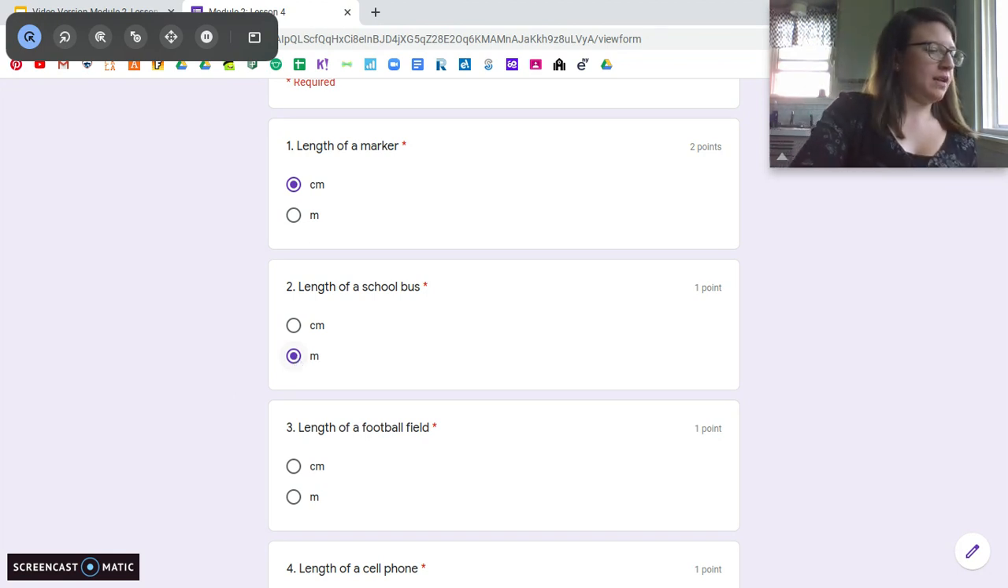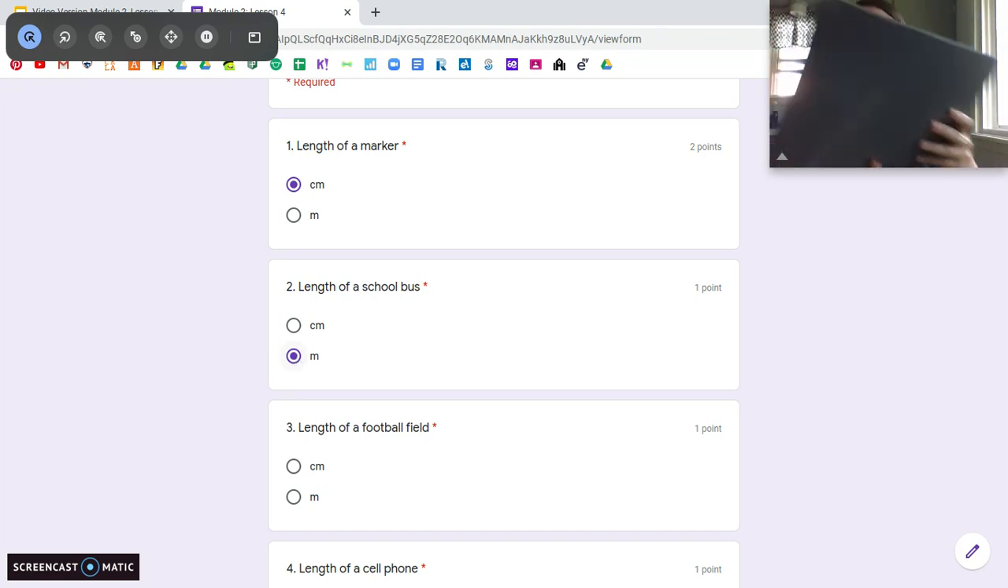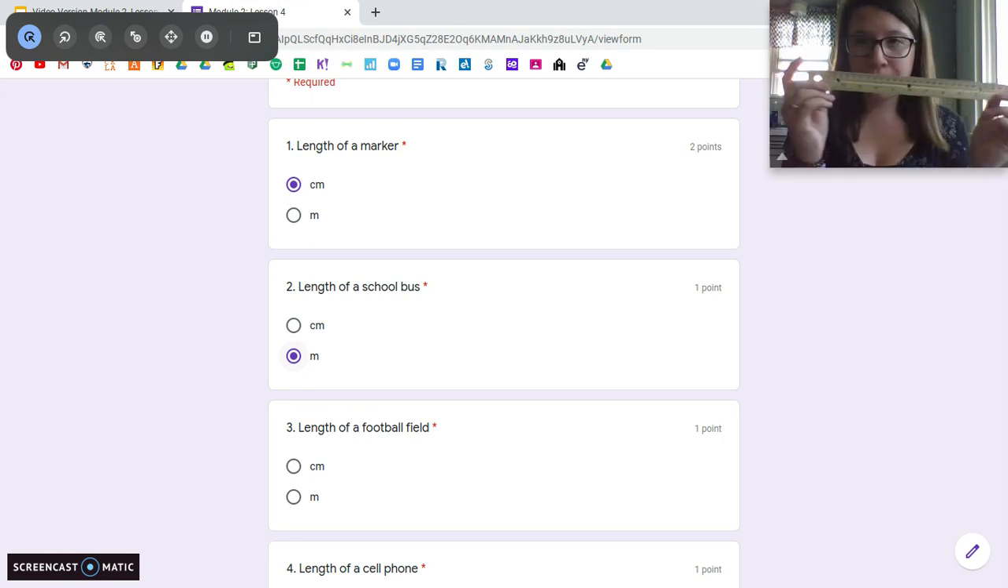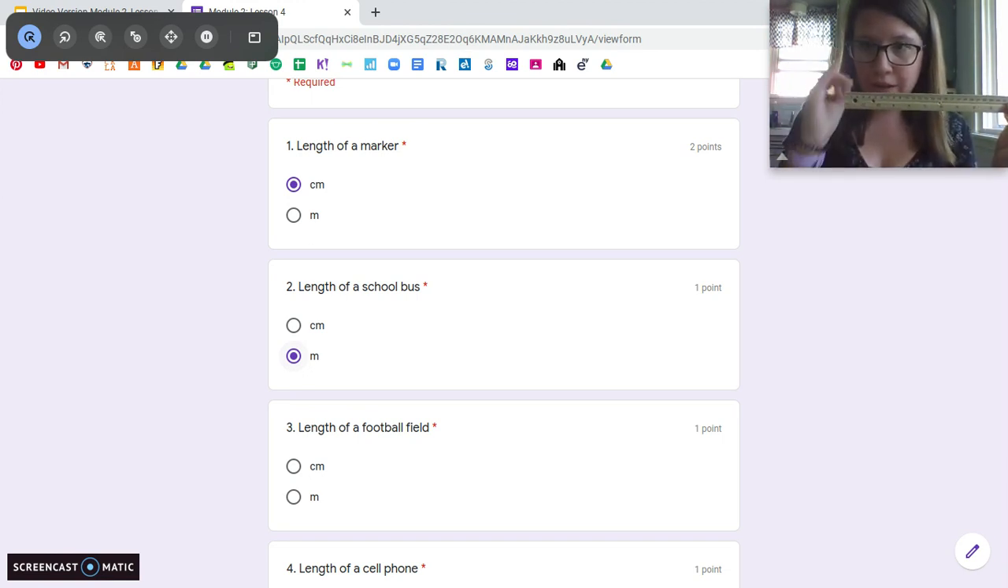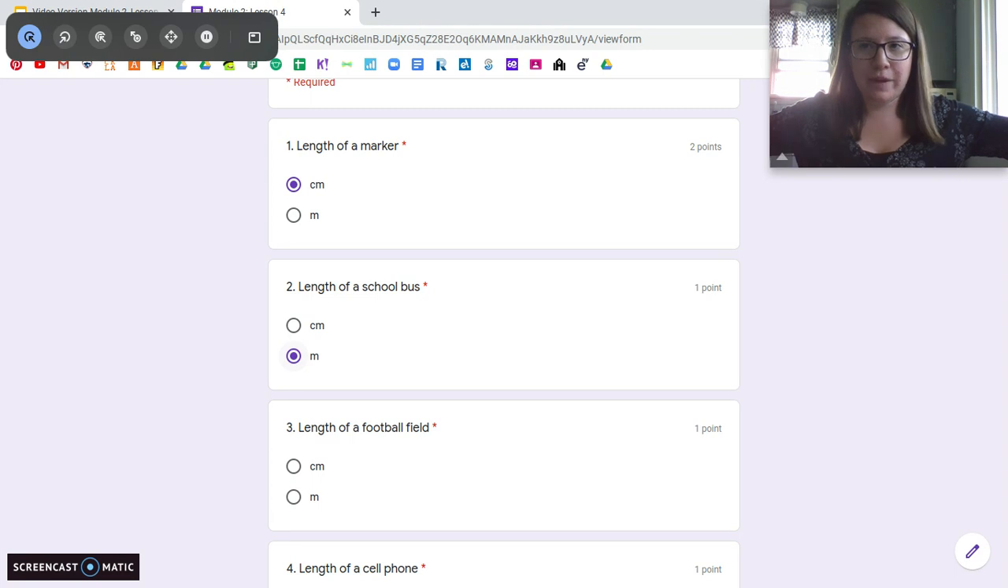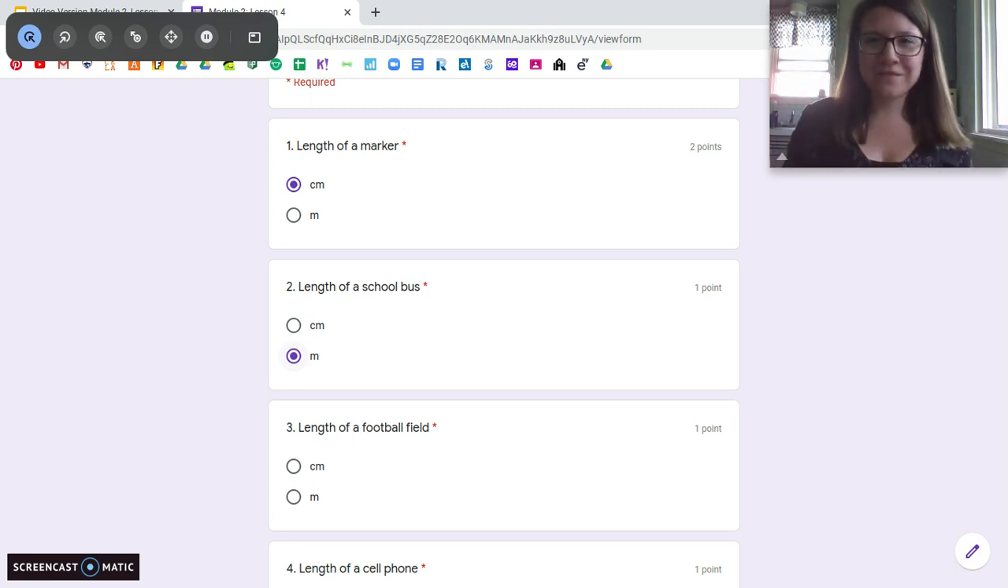Remember, M is for meters. Centimeters, these little guys, are the size of your pinky. Okay, meters are 100 pinkies. Centimeters are one pinky.